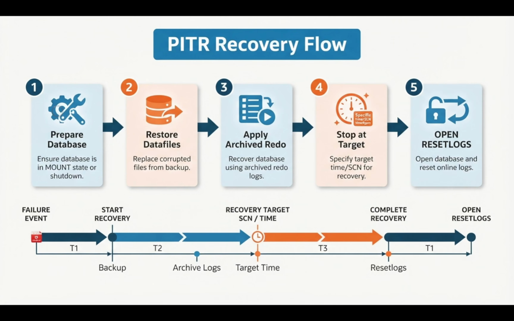So what does the recovery process look like? First, we prepare the database for recovery. Next, we restore the required data files from backup. RMAN then applies the necessary archive redo and stops when it reaches our recovery target. Once incomplete recovery is completed, the database can be opened using RESETLOGS.